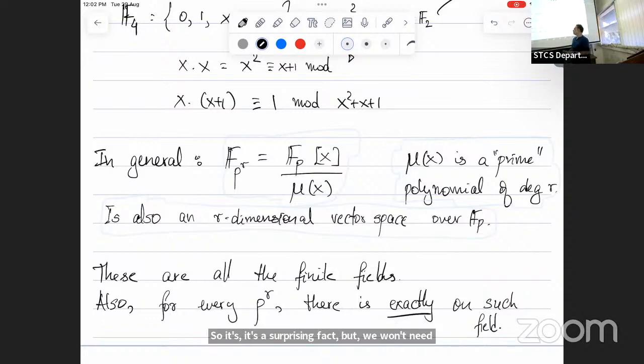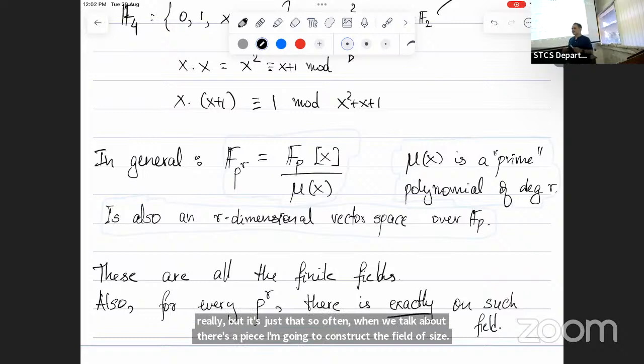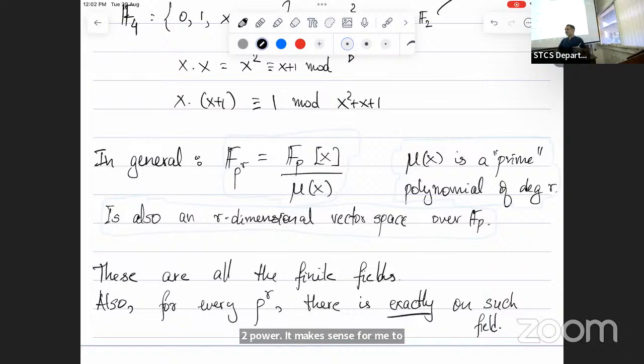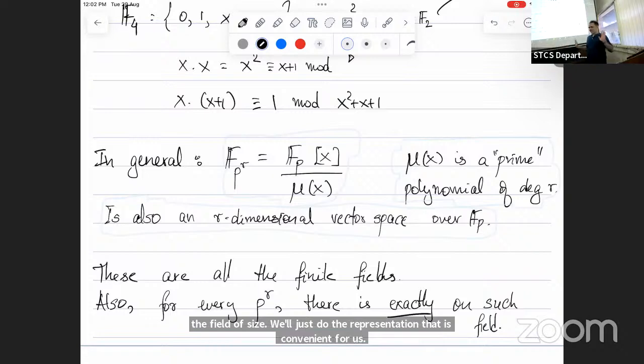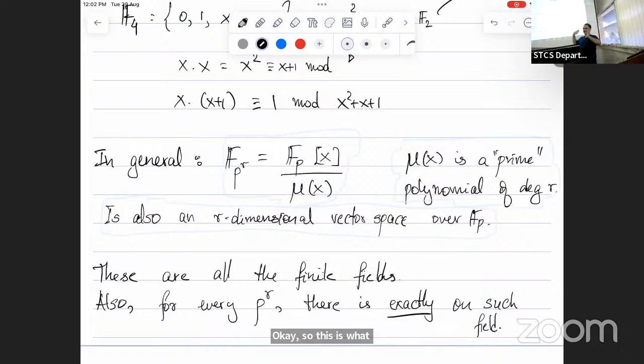But often, whenever we talk about a field, I'm going to construct the field of size 2 power r. It makes sense for me to say that because there is just one such field. We'll just choose a representation that is convenient for us. Okay, so this is what a finite field is, and this is all that we are going to need mostly for the rest of the course. I don't think I need anything more besides the fact that there are fields of size 2 power r that you can construct.